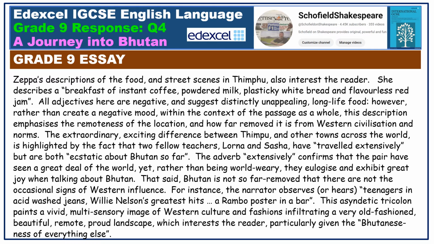For instance, the narrator observes or hears teenagers in acid-washed jeans, Willie Nelson's greatest hits, a Rambo poster in a bar. This asyndetic tricolon paints a vivid, multi-century image of Western culture and fashions infiltrating a very old-fashioned, beautiful, remote, proud landscape which interests the reader, particularly given the Bhutanese-ness of everything else.